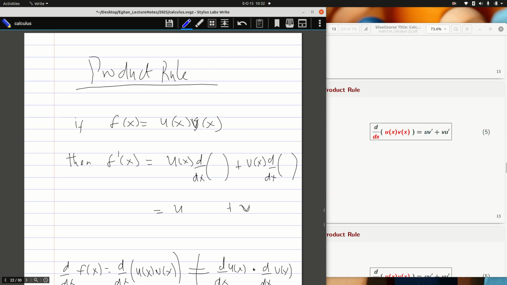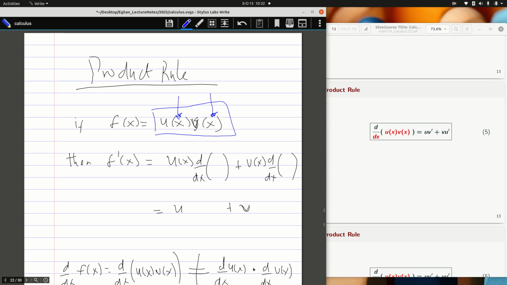The product rule says if I have a function f of x which is given in this form, I have u of x and v of x multiplying. They are not just multiplying for fun, but they have a common variable of interest. They all have x in it and they are multiplying. I have to use a product rule.